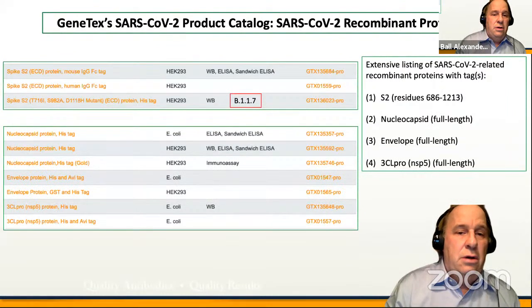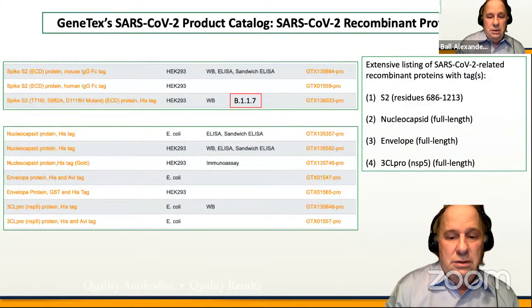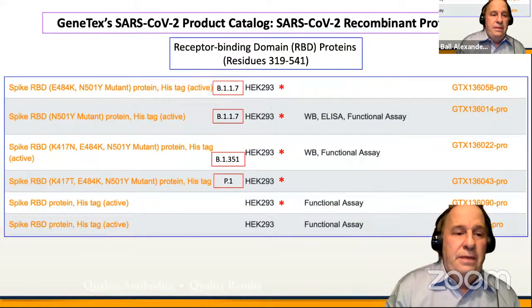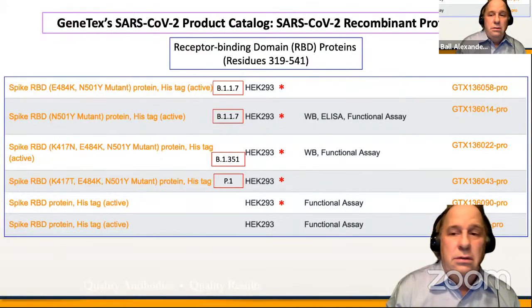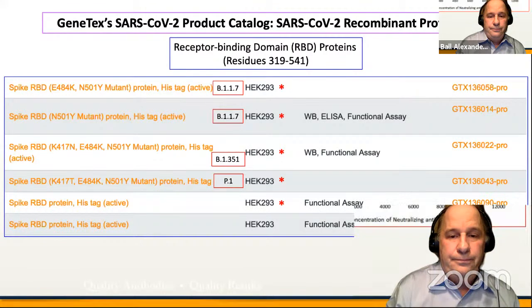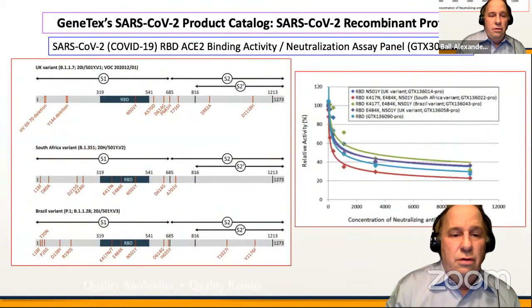And this extends to also S2, nucleocapsid protein, envelope protein, and the NSP5 protein, as I mentioned previously. And then actually specific, just the RBDs of these mutations. So again, for the alpha, for beta, and gamma. And as I said, the Delta variant is in production now. These are just an overview of all the mutations that happen in each of the alpha, beta, and gamma variants.